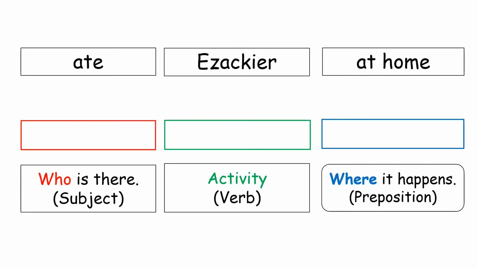Try this on your own. The keywords are ate, Ezekiel, at home. So who is the subject in this story? Ezekiel. What is he doing? He ate, or rather what did he do? Where did this happen? At home. Ezekiel ate at home. So this is one sentence structure you can try on your own.